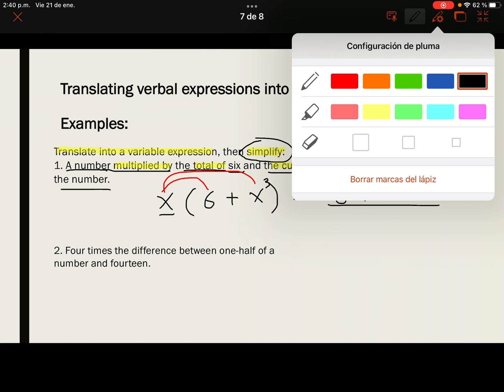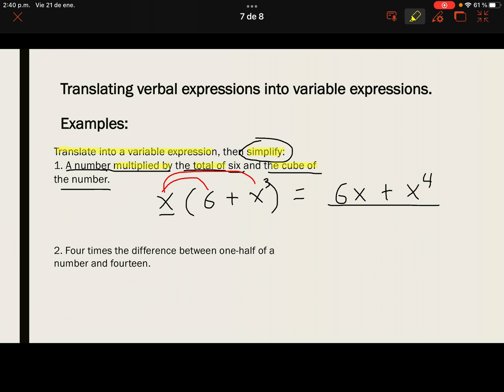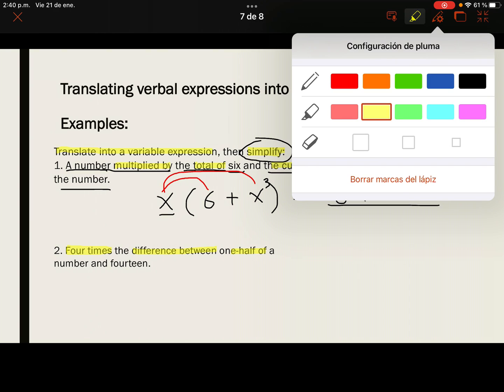Let's analyze example number 2. Keywords: 4 times means multiply by 4. Okay, that's the first keyword. The difference between indicates subtraction. 1/2 of means multiplication. Okay, then let's start.